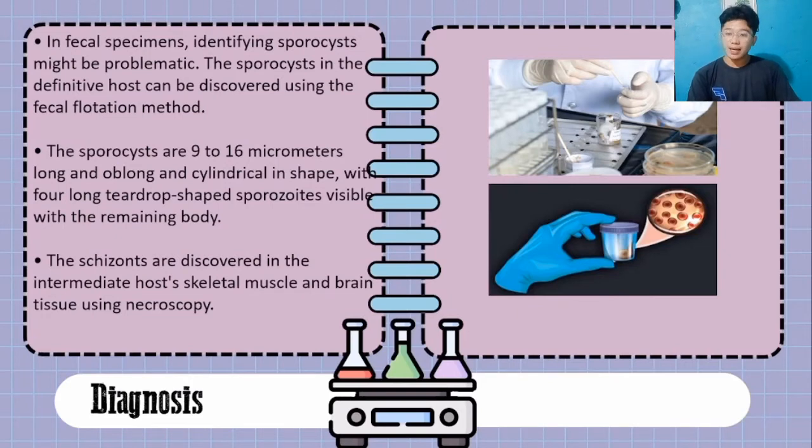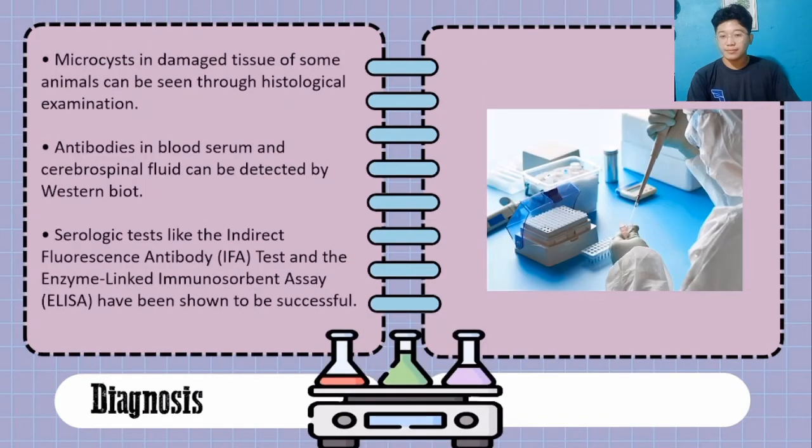Diagnosis. In fecal specimens, identifying sporocysts might be problematic. The sporocysts in the definitive host can be discovered using the fecal flotation method. The schizonts are discovered in the intermediate host, skeletal muscle, and brain tissue using microscopy. Microcysts in damaged tissue of some animals can be seen through histological examination.